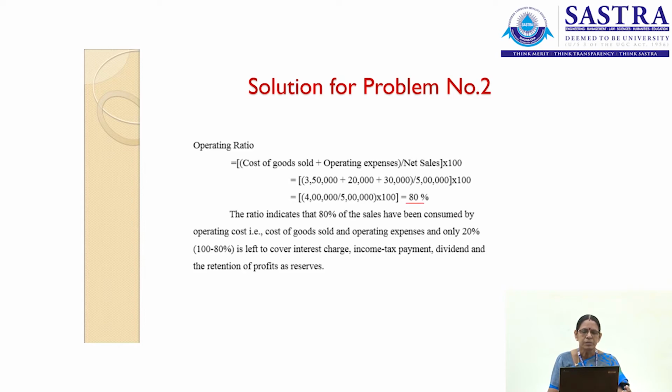That means this 80% of your sales is converted into your expenses, that is directed towards your expenses. That is cost of goods sold and operating expenses. So only 20% is left over to cover the interest charge. So when you deduct your cost of goods sold from sales, we will get gross profit. From this gross profit, when you deduct all your operating expenses, we will get your profit that is available for the interest payments, tax payments, dividend payments, etc.